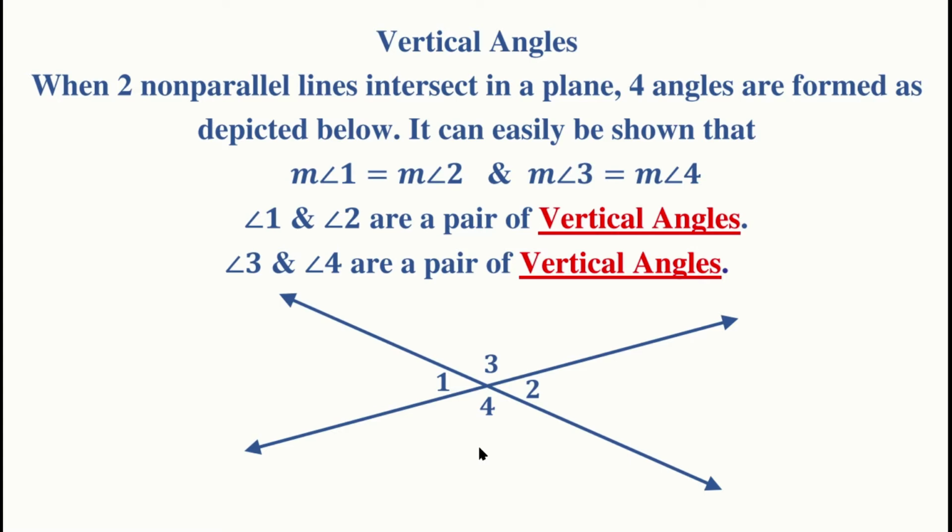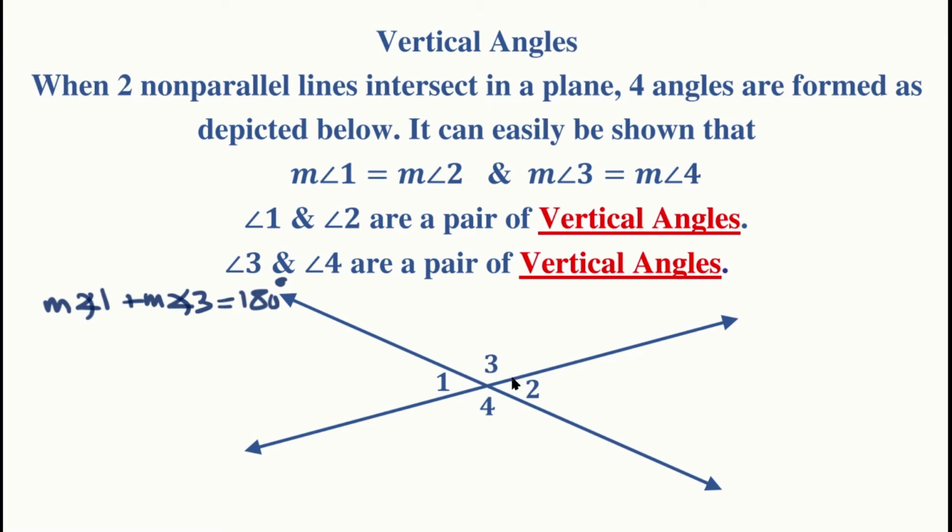Here's a real quick proof of the fact that the measure of angle 1 equals the measure of angle 2. Notice that we recognize from our work in the previous video that angle 1 and angle 3 are special. They're supplementary. They're also adjacent. So we know that the measure of angle 1 plus the measure of angle 3 equals 180 degrees.